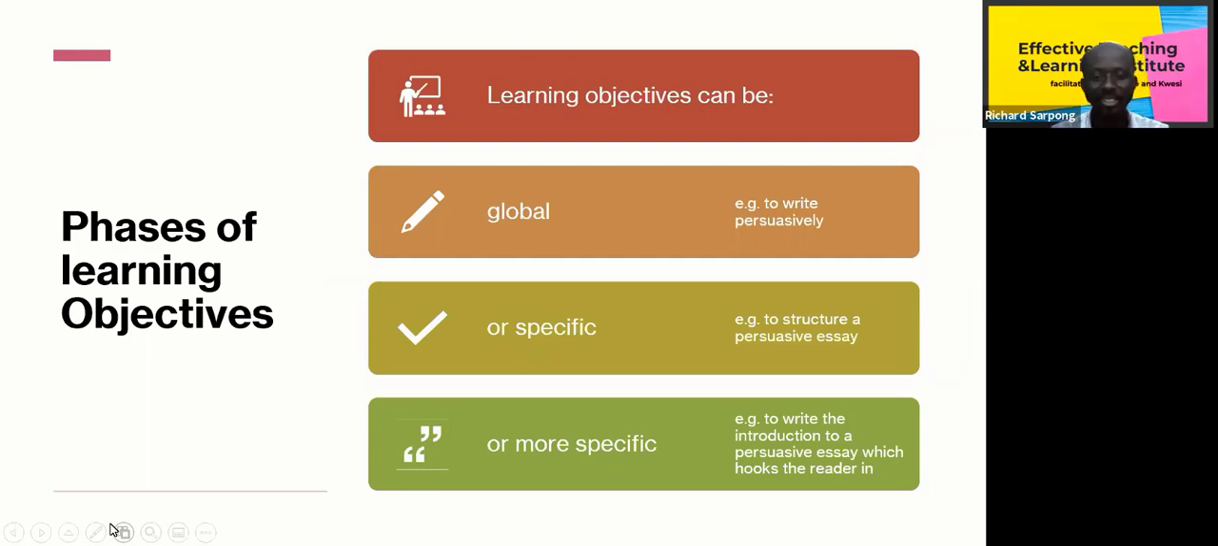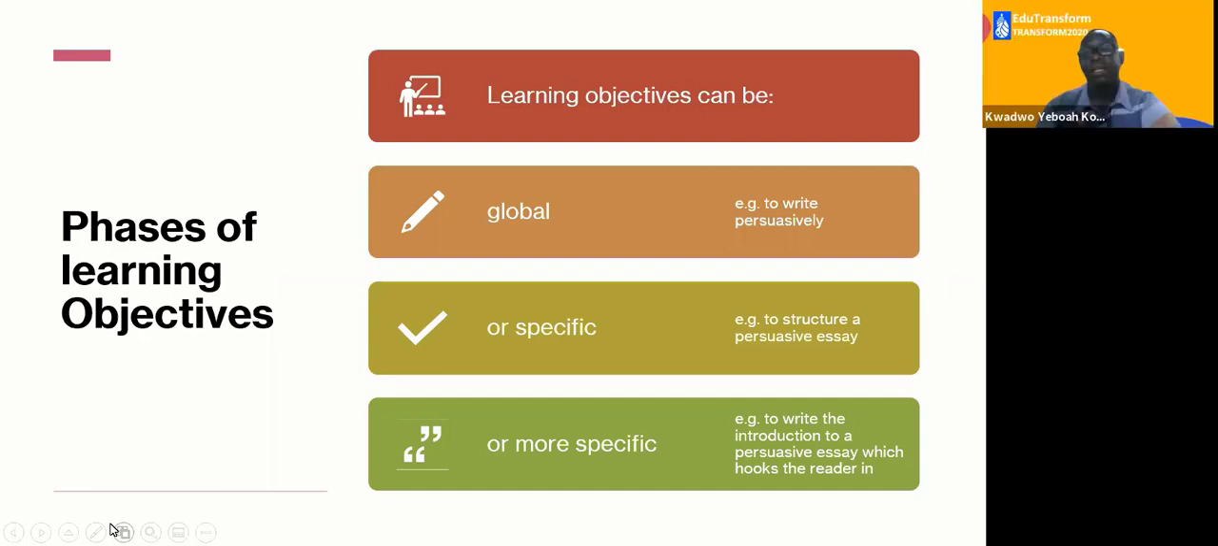So you can look at the learning objectives in a broad sense, and then you can narrow it into the specific, and the even more specific, looking at components of that broad objective. So these are the levels or the phases of learning objectives. And it's important that when teachers are teaching, just saying that you'll be learning to write persuasively is broad. There are so many components of that. Each of the components should have a clear learning objective and a clear learning outcome.